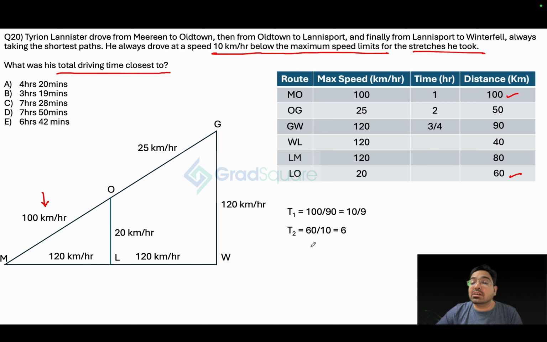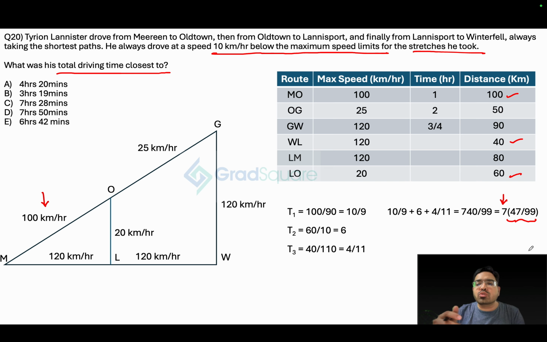What is the travel time in the third part of the journey from L to W? If you look at L to W, it was 40 kilometers and traveled at a speed of 110 kilometers per hour. So 4 by 11 will turn out to be the value for this. When you add all of this, what you are going to get is 740 by 99. That will be 747 by 99. Now 7 complete hours is what you are looking at, and 47 by 99 is very close to 0.5. 50 by 100 will be what? 0.5, right? It is 47 by 99, very close. So very close to a 30 minutes time limit is what we are looking at, and slightly lesser than 30 minutes.